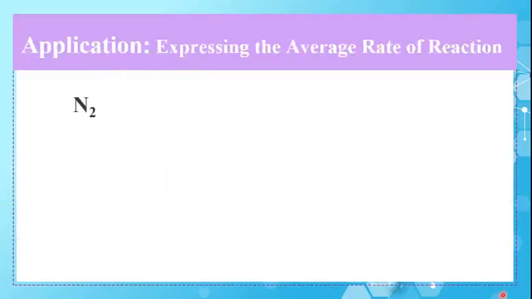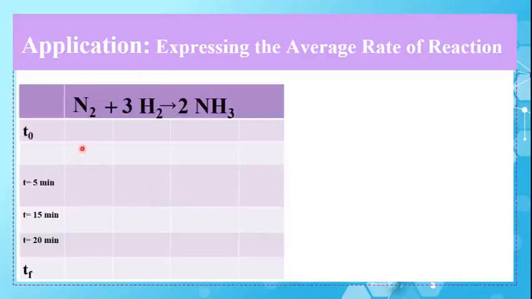Let's see. For this reaction, N2 plus 3H2 gives 2NH3. We have this reaction, and we have a table for this reaction. We have an initial mixture made up of 10 mole of N2 and 40 mole of H2. The number of mole of the product at T0 is equal to 0. Pay attention that the mixture of reactants here, 10 and 40, isn't stoichiometric, since 10 and 40 aren't proportional to 1 and 3, the stoichiometric coefficients of N2 and H2.